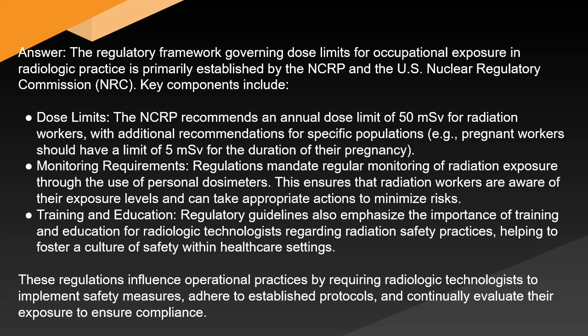Key components include dose limits. The NCRP recommends an annual dose limit of 50 mSv for radiation workers, with additional recommendations for specific populations, e.g., pregnant workers should have a limit of 5 mSv for the duration of their pregnancy.